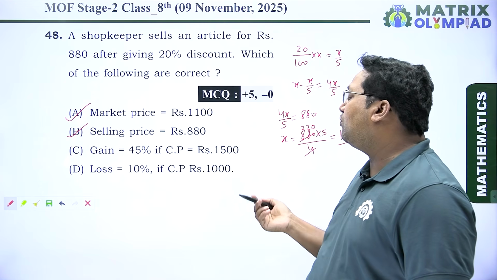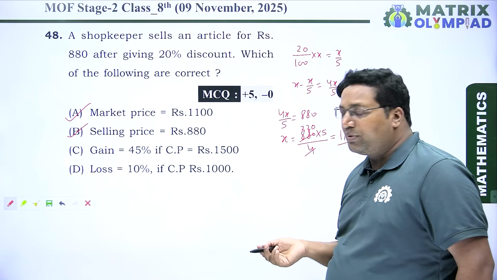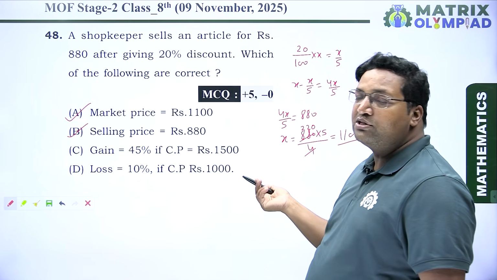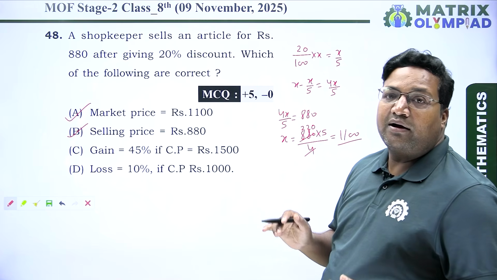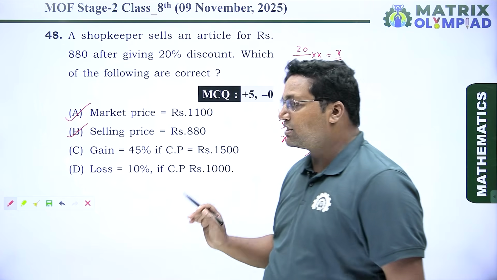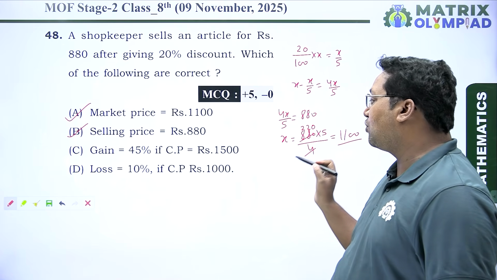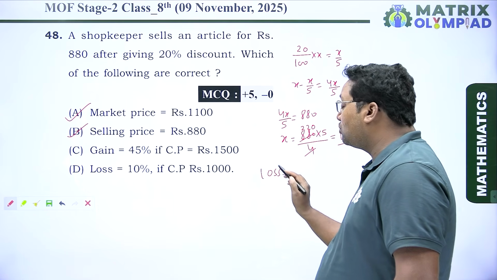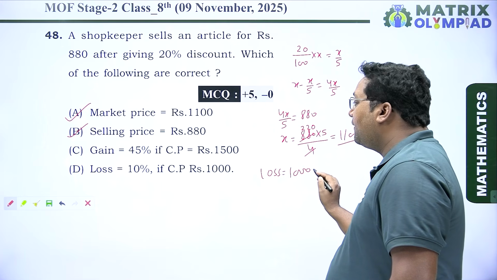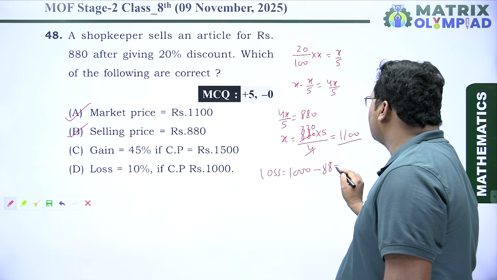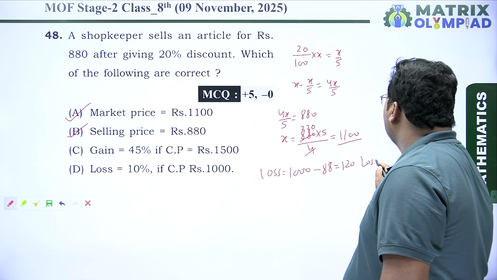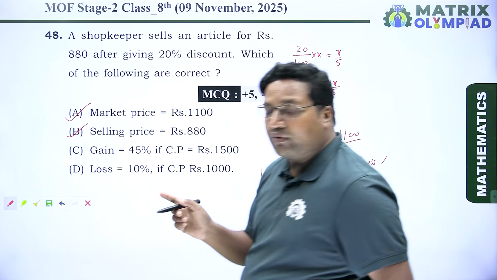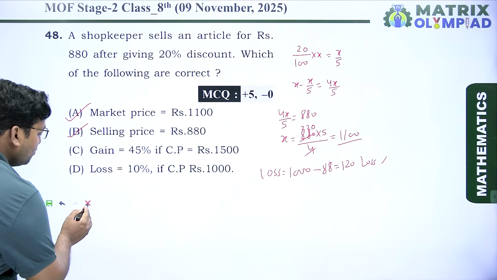Third is gain equal to 45% if cost price is rupees 1500. But it is false, because here cost price is more than selling price. So gain has not occurred. Here loss occurred. So this statement is false. Last is loss equal to 10% if cost price is 1000. Here we can find out the loss: 1000 minus 880, which is equal to 120, and it is given 10%. So it is also a false statement. So our answer is A and B. Now coming to the next question.